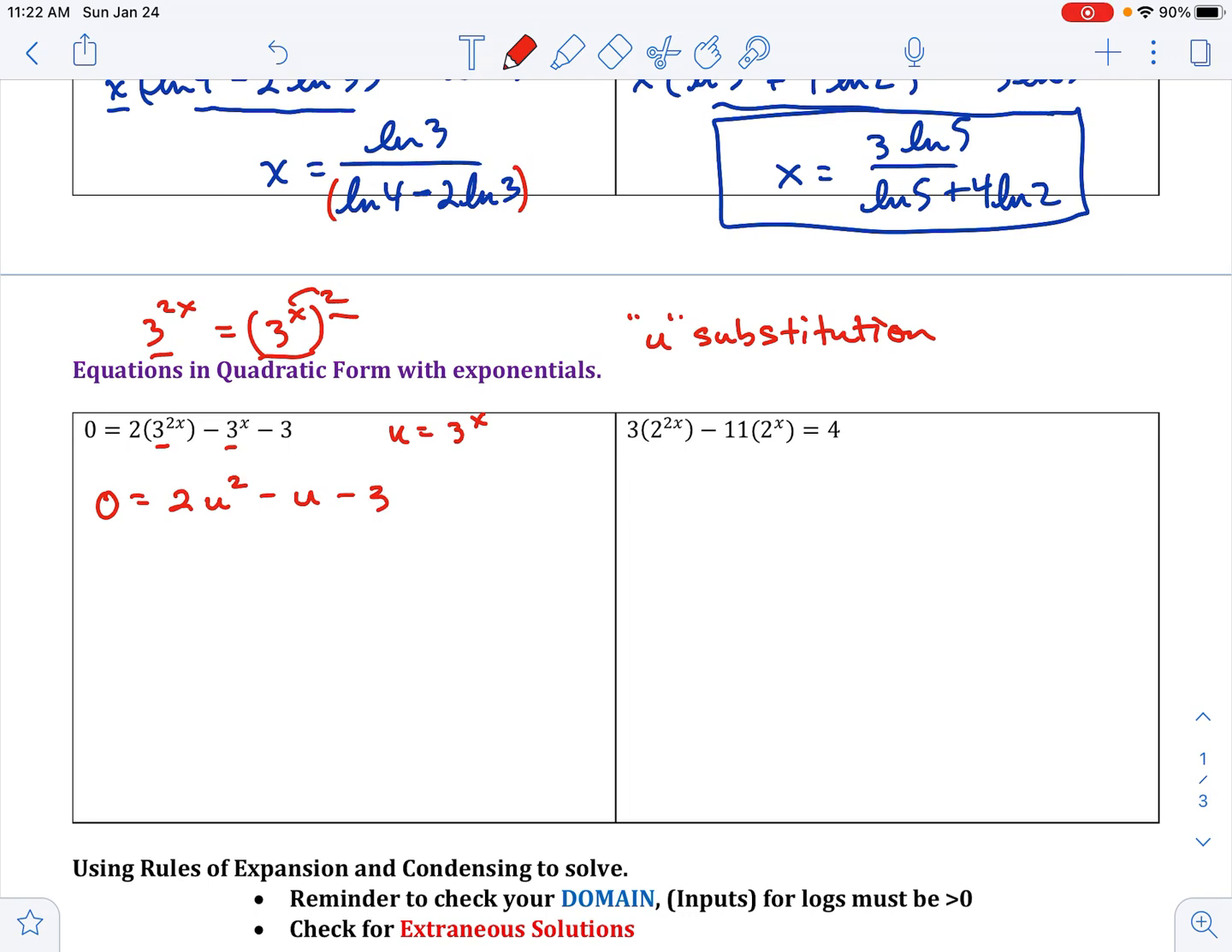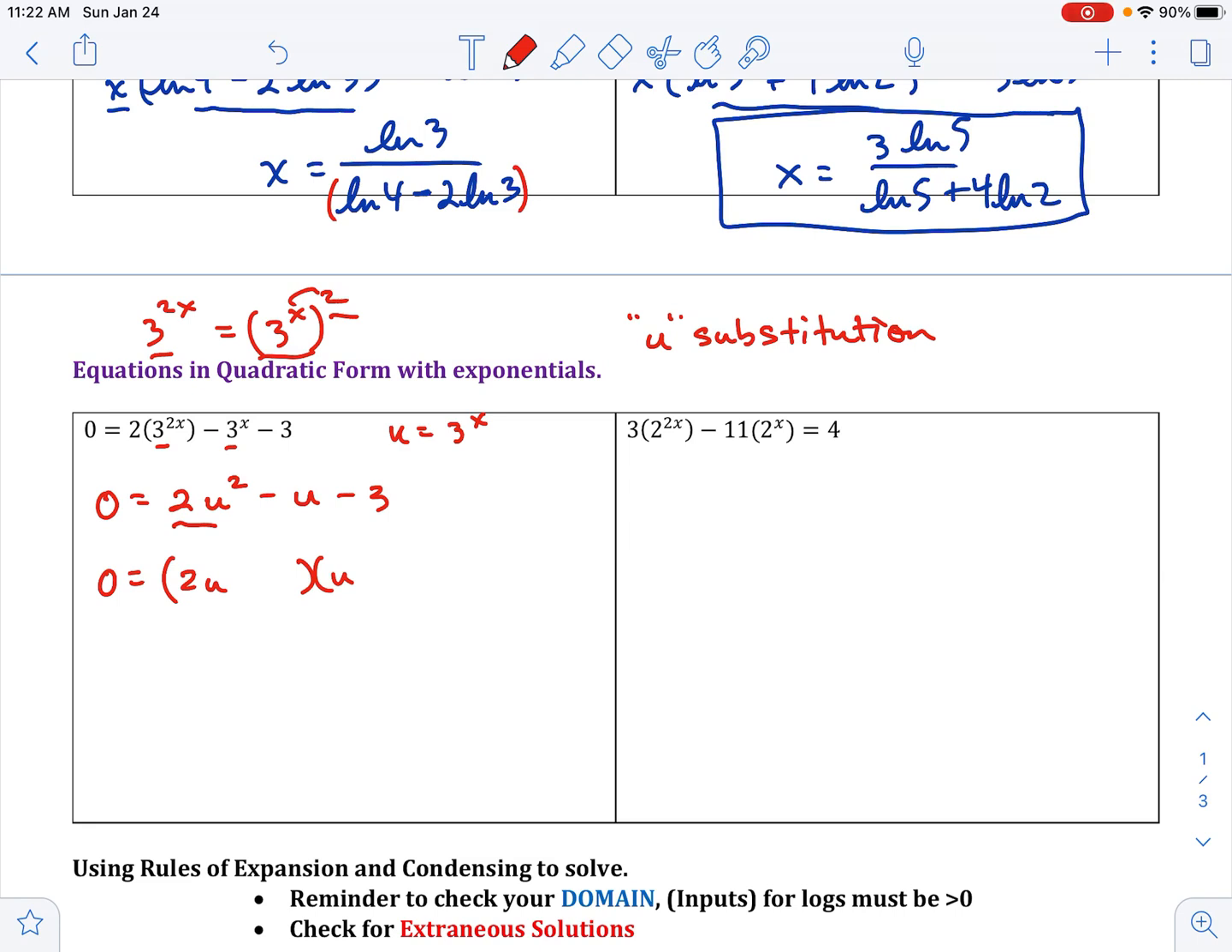All right, from here I am going to try and factor. If I can't factor, quadratic formula. Okay, we'll try factoring. So let's put a 2u here and a 1u here, because 2 times 1 gives me a 2u squared.